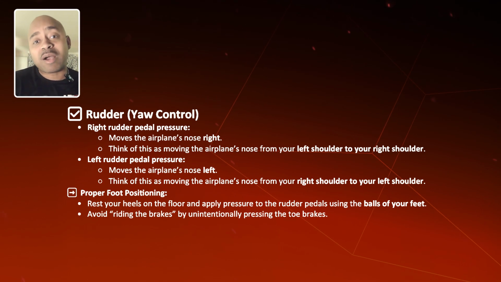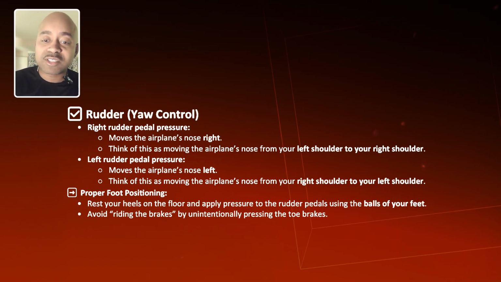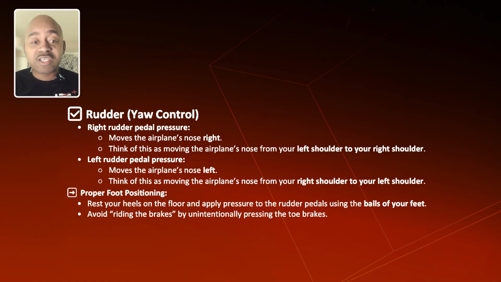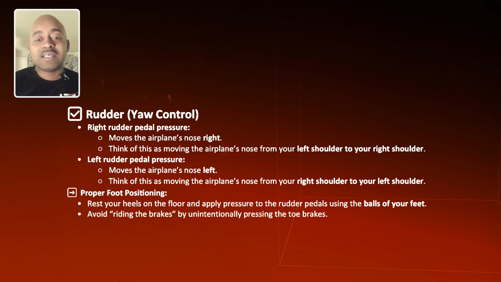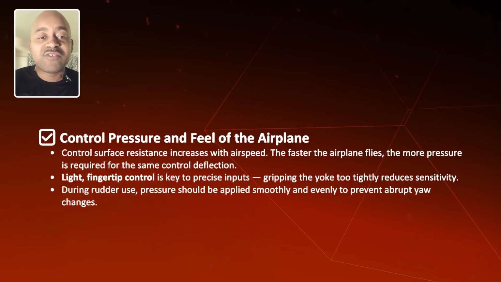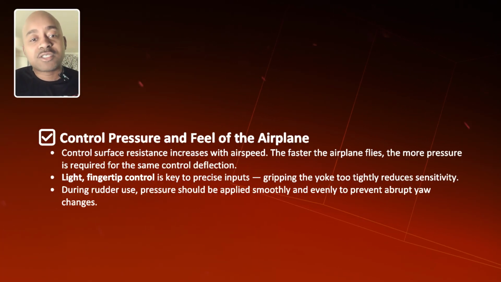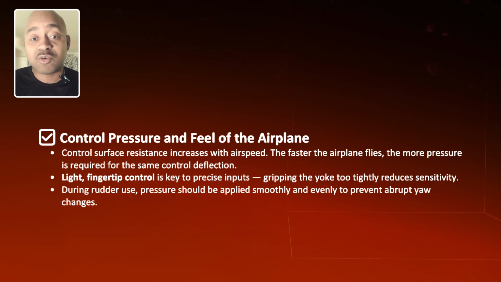You want to make sure you've got proper foot position on the rudder pedals. Rest your heels on the floor and apply pressure to the rudder pedal using the ball of your foot. Avoid riding the brakes by unintentionally pressing on the toe brakes. So for control pressure, the resistance of the control surfaces increases with airspeed. The faster the airplane flies, the more pressure is required for the same control deflection.